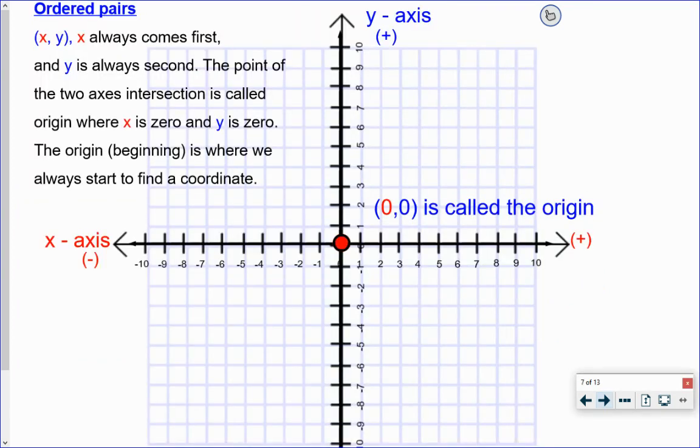Now, as I just said, X comes first, Y comes second. The point where the two axes intersect is called the origin. Okay, 0, 0. So x is 0 and y is 0. And that is called the origin. And that's where we always start anytime we want to find a coordinate. We will always start at 0, 0. And origin is another word for beginning. So that just kind of makes sense. We're going to start at the beginning each time that we try to find a location on the coordinate plane.